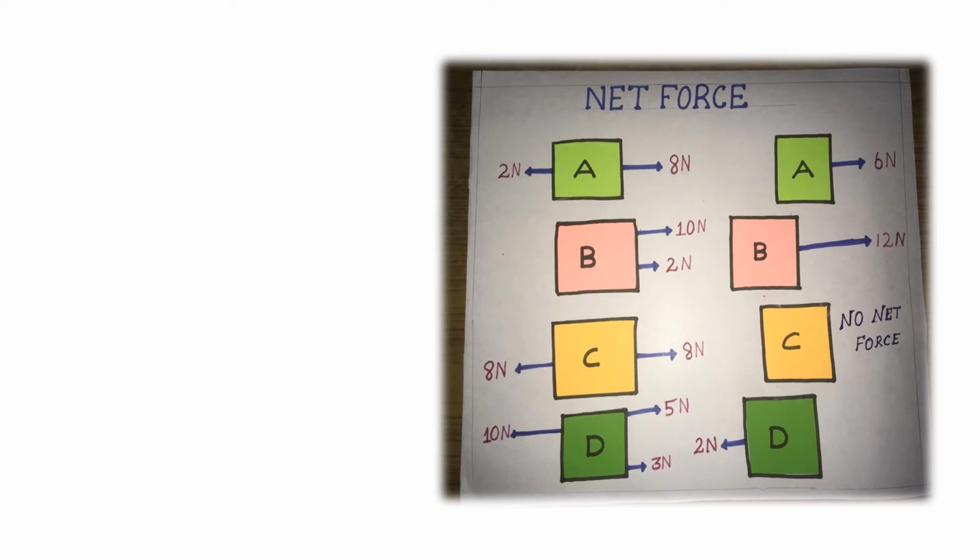In order to calculate the net force acting on A, you can write: the net force on object A is equal to the difference between the two forces acting on the object, 8 Newton minus 2 Newton, which is equal to 6 Newton. And this is what we have got over here in this picture. So now, can we calculate the net force acting on object B?